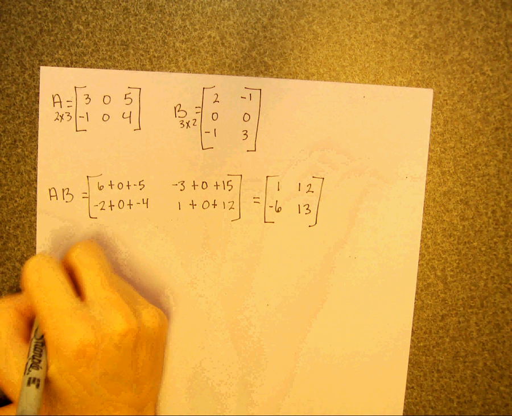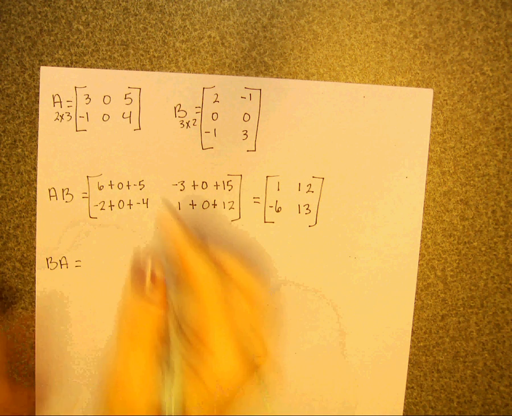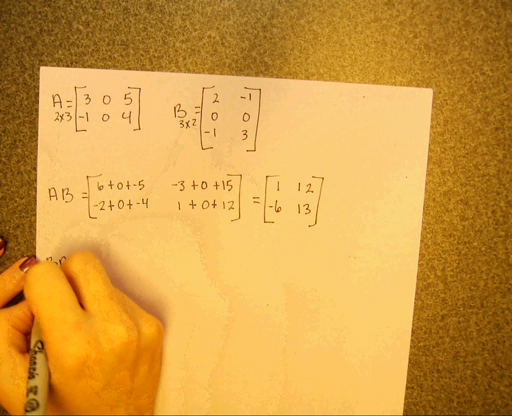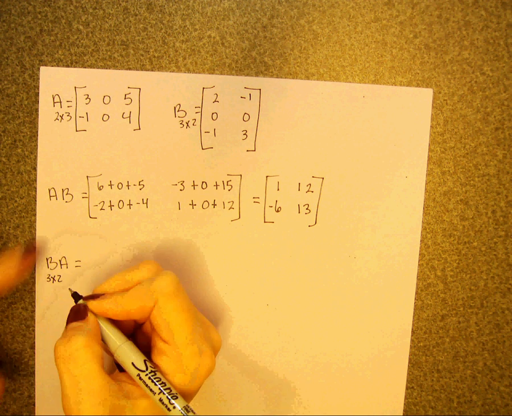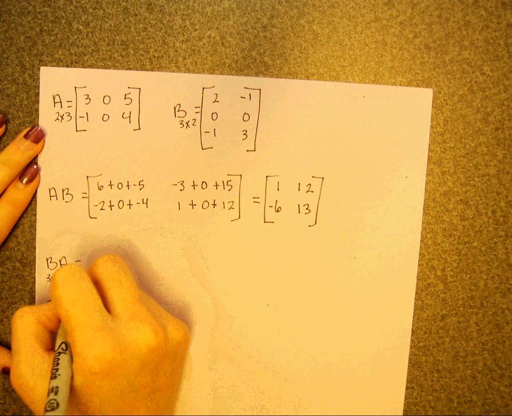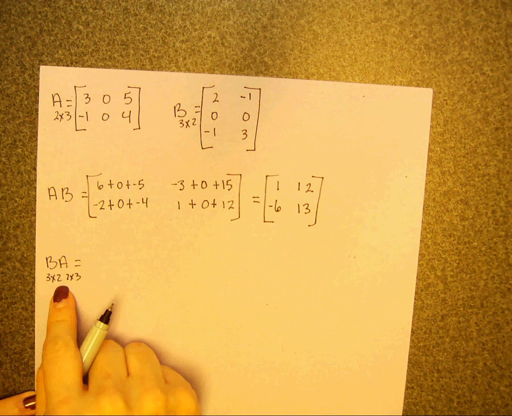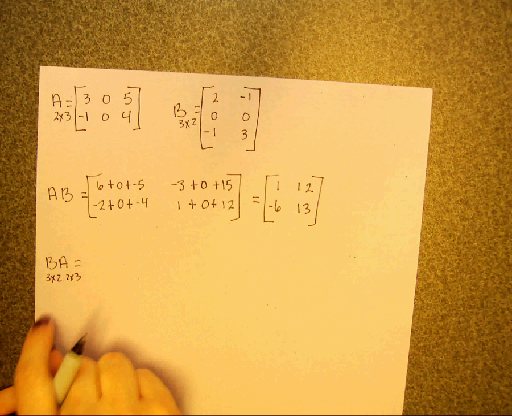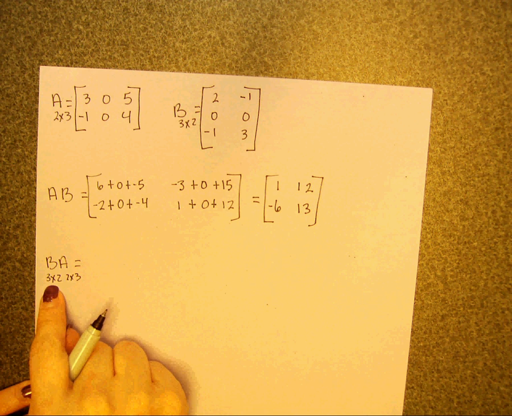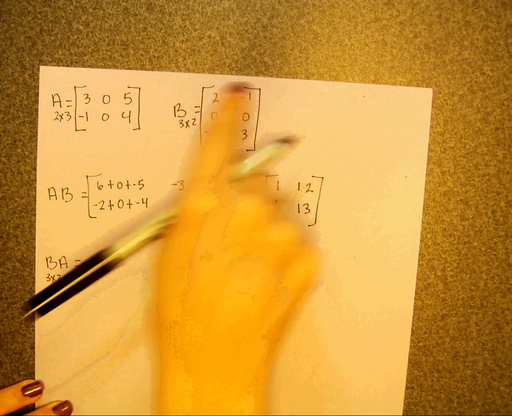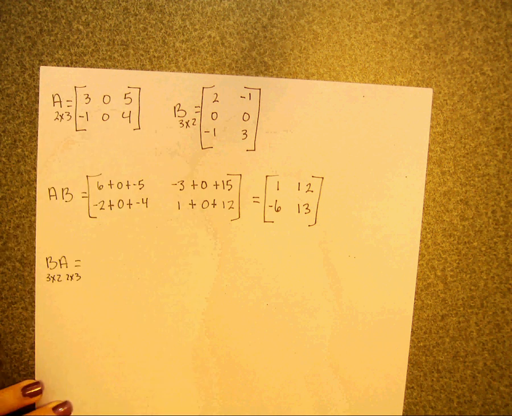Notice again, if I do B times A, if I swap them, B is a 3 by 2 and A is a 2 by 3. So in this case, the inside dimensions are again the same, and so I could multiply this together. So why don't you try, good practice, multiply the 3 by 2, B times A. Multiply this matrix times this matrix and see what you get.